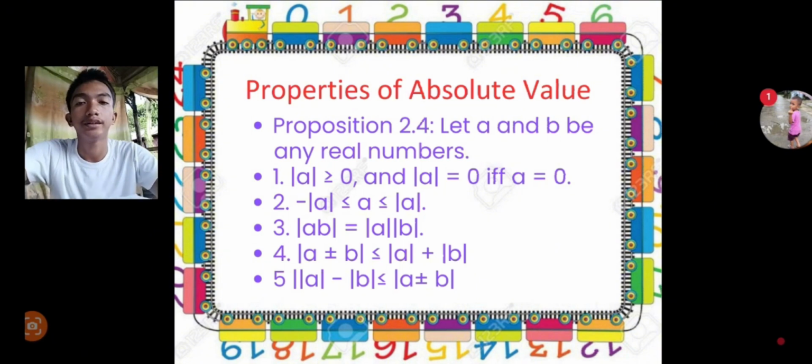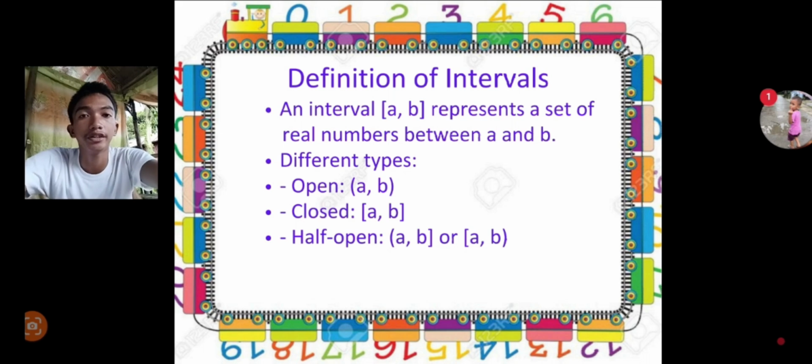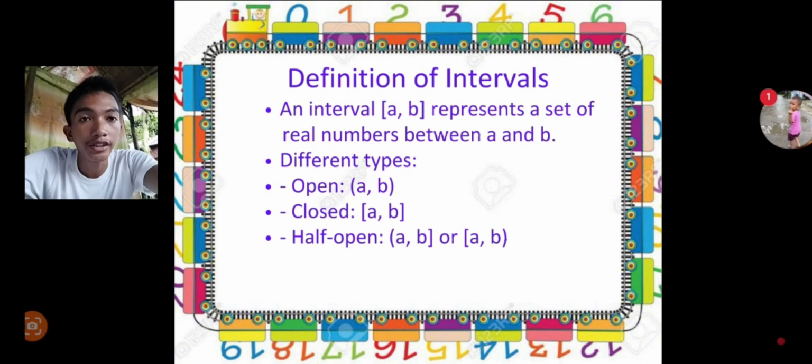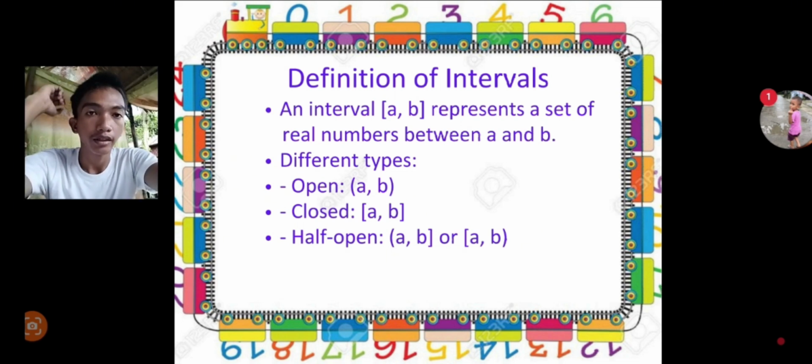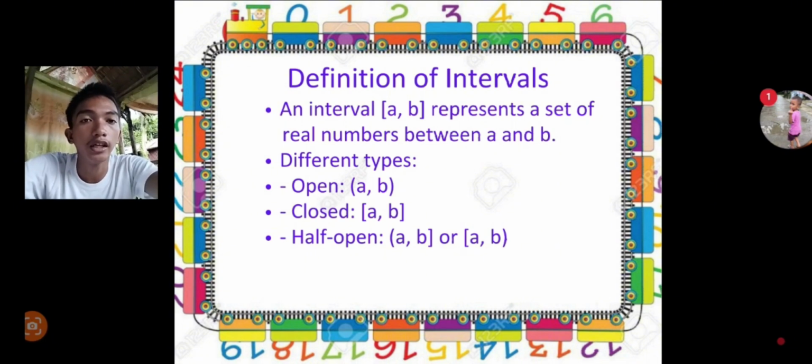Okay, so let's tackle the definition of intervals. This section defines the mathematical intervals. An interval from a to b represents a set of real numbers between a and b. These are the different types of intervals. Open interval: the endpoints are not included. We call this the open interval a, b. Then closed, and half open.